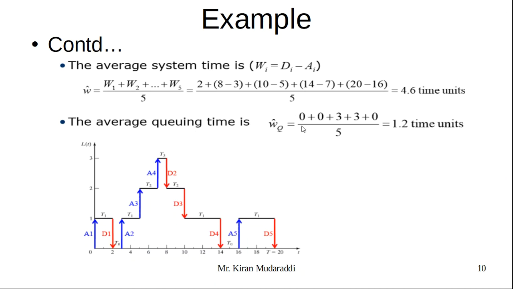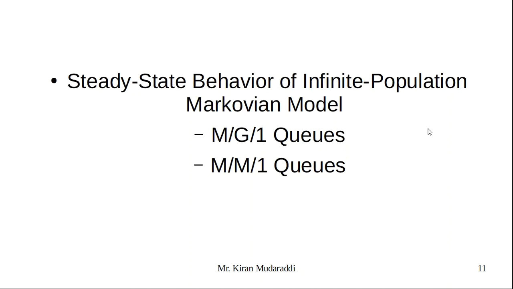So, how much time does he wait? No waiting, W1, so it is 0. W2 also not waited. This is 3 because he waited in a queue, that is 10 minus 7. Similarly, the next customer also did not wait, so it is 0. So it is 1.2 time units. In this way, we need to calculate.